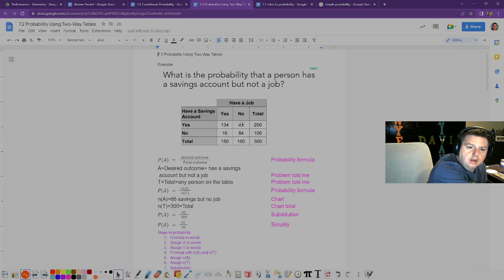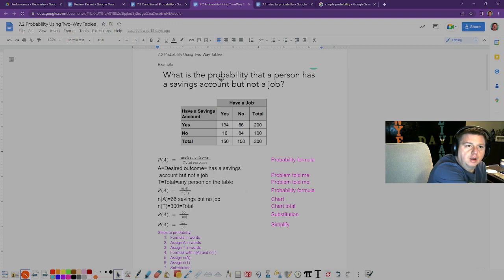And we would see right here that there are 66 people that have a savings account. They're in the yes, but have a job, they are in the no's. And then our total, we go to the grand total because it's not a conditional probability. No conditions are put on it. It's just saying what is the probability that a person has a savings account but not a job.